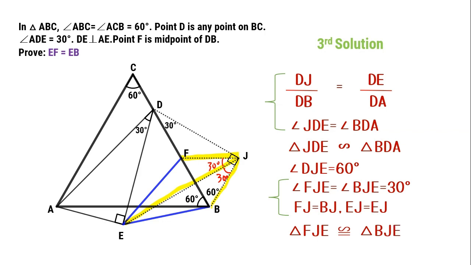So these two triangles are congruent. We can get the result: EF equals EB.